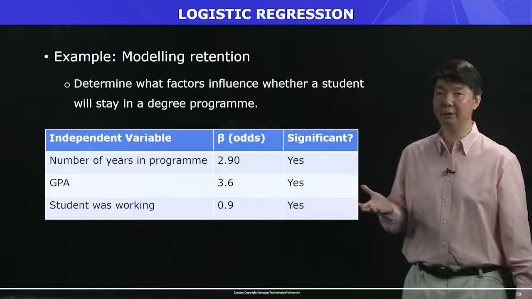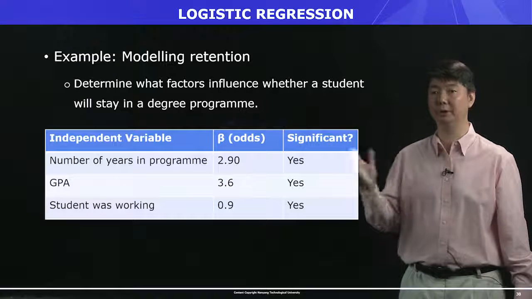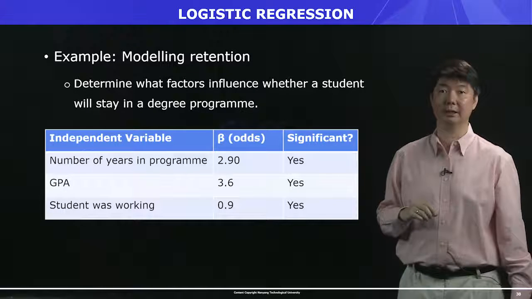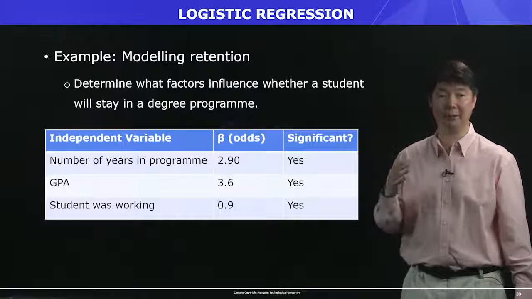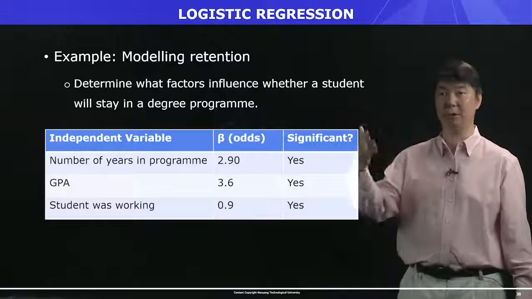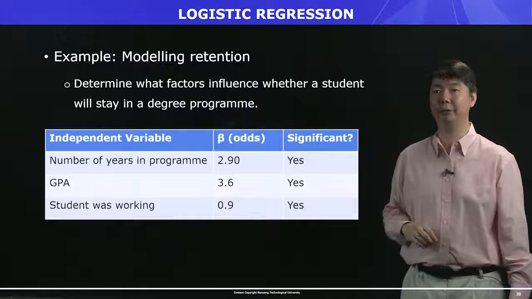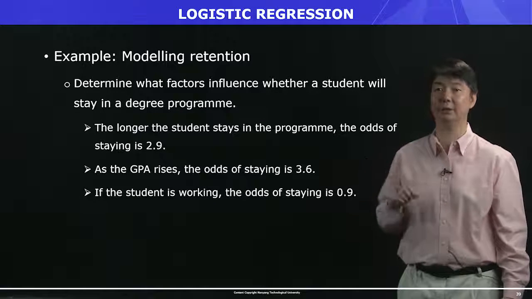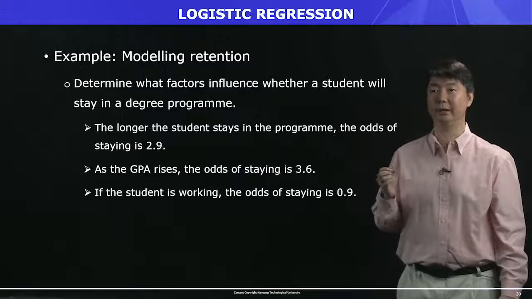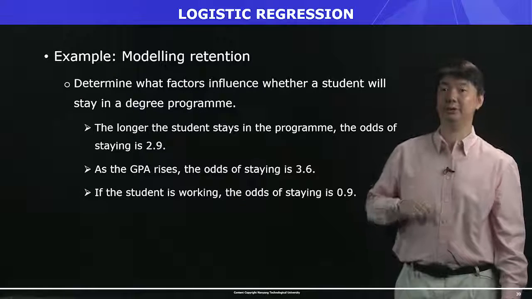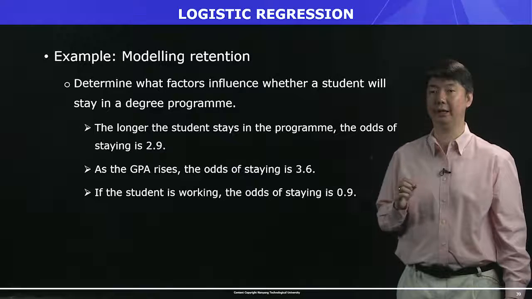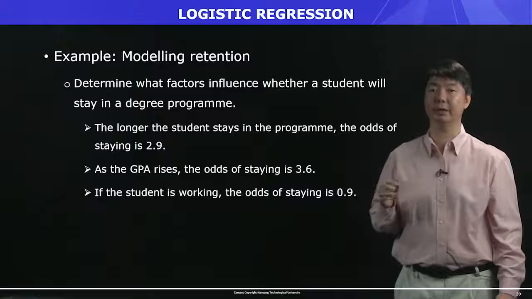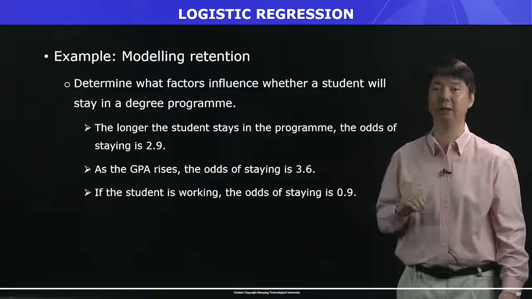So shown in this table, you have the 3 independent variables, the associated beta values, and all of them were statistically significant. That means all of them can be admitted for further analysis, which is to compare the relative influence. So what this table tells us is that the longer the student stays in his or her degree program, the odds of staying is 2.9. And as the student's GPA rises, the odds of staying is 3.6. And finally, if the student happens to be working, the odds of staying is 0.9. So there's a decrease in likelihood of staying.